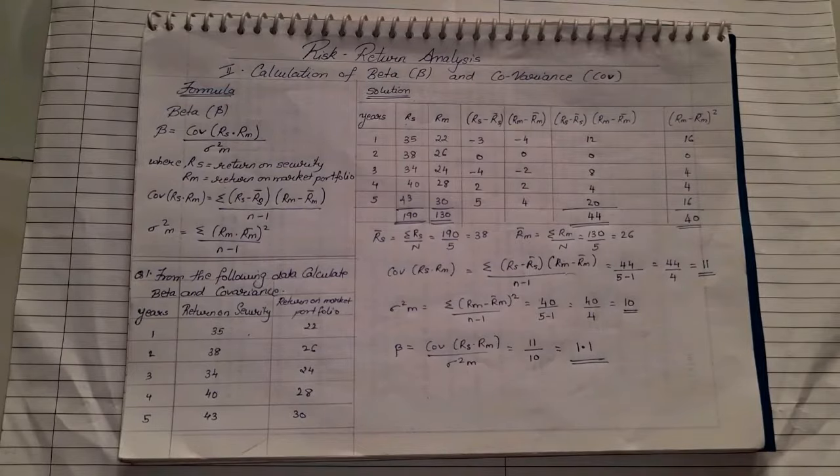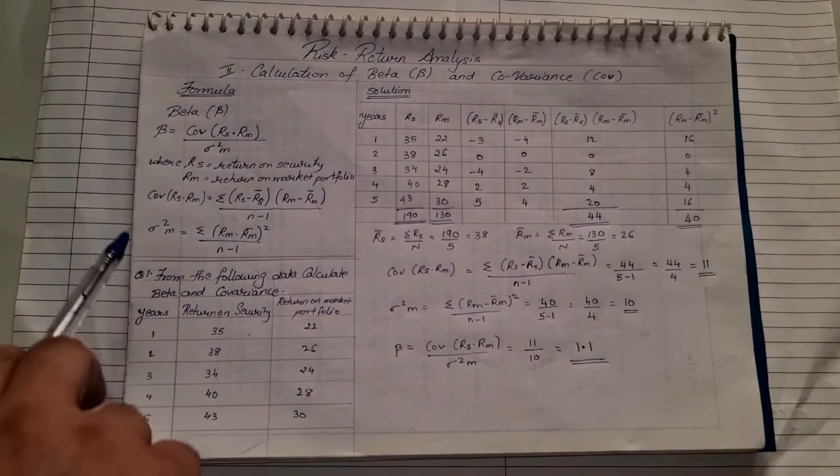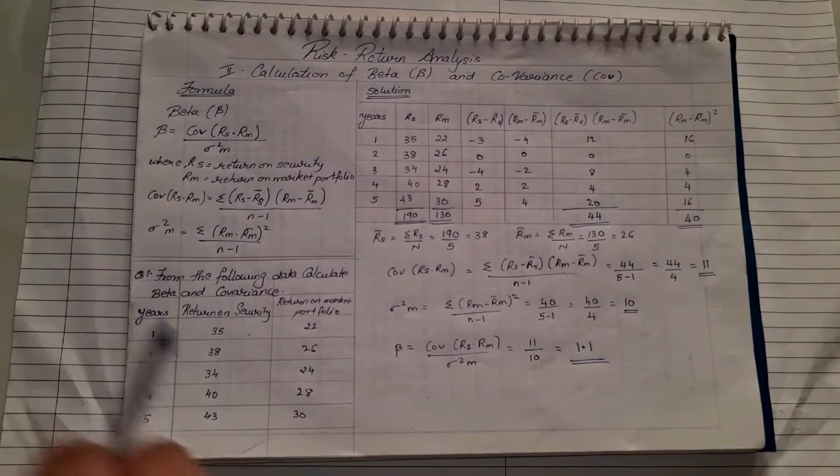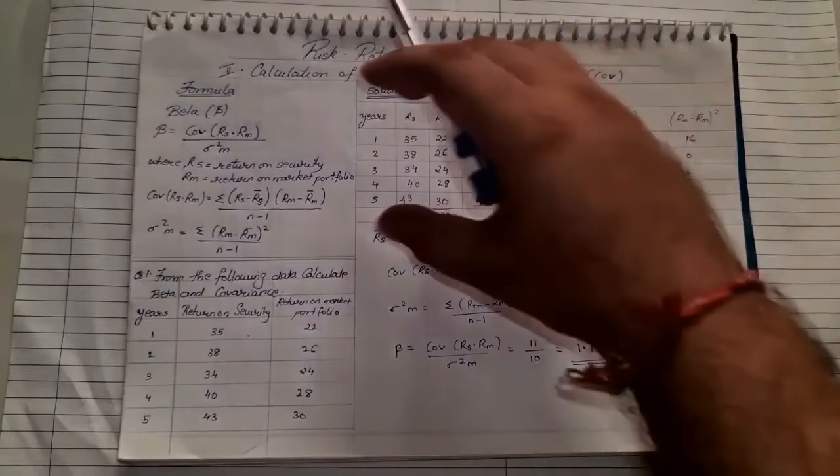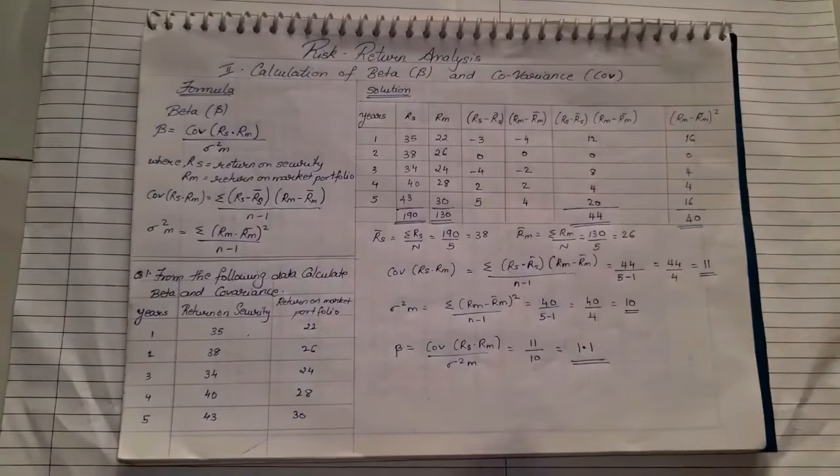So this is how you had to solve the sum under the chapter risk and return analysis. Again, a very important topic for all the TYBMS students. The formula for beta and covariance and standard deviation square m is given. You just have to make the table, apply the values and get your final answer.